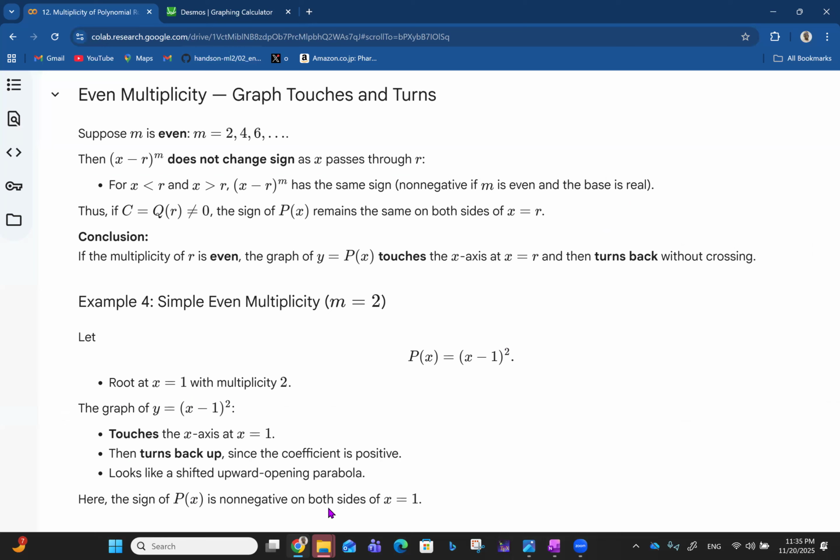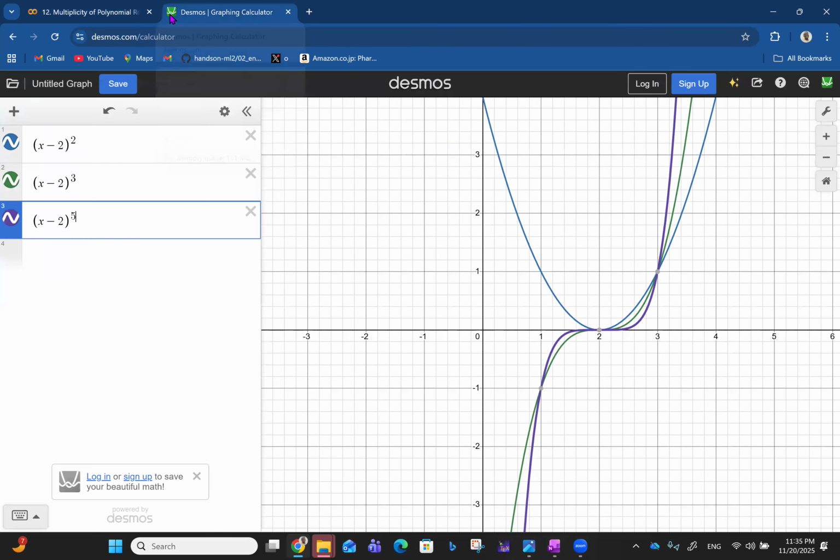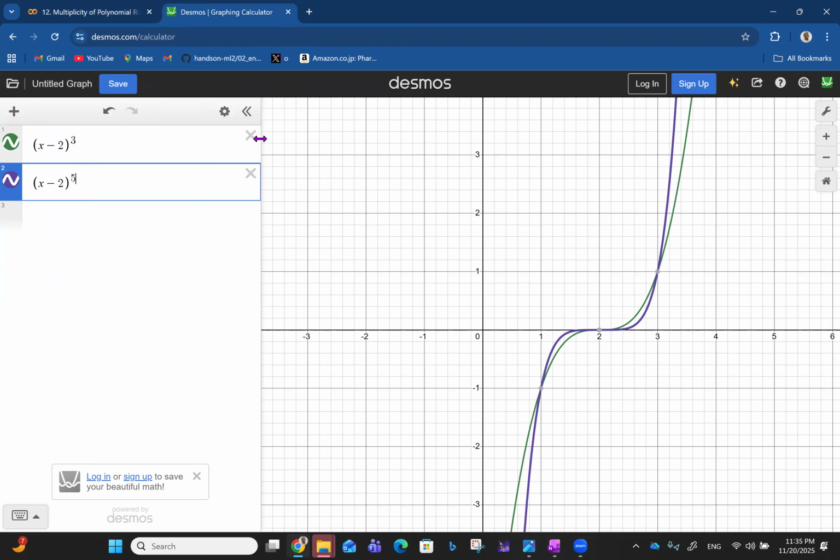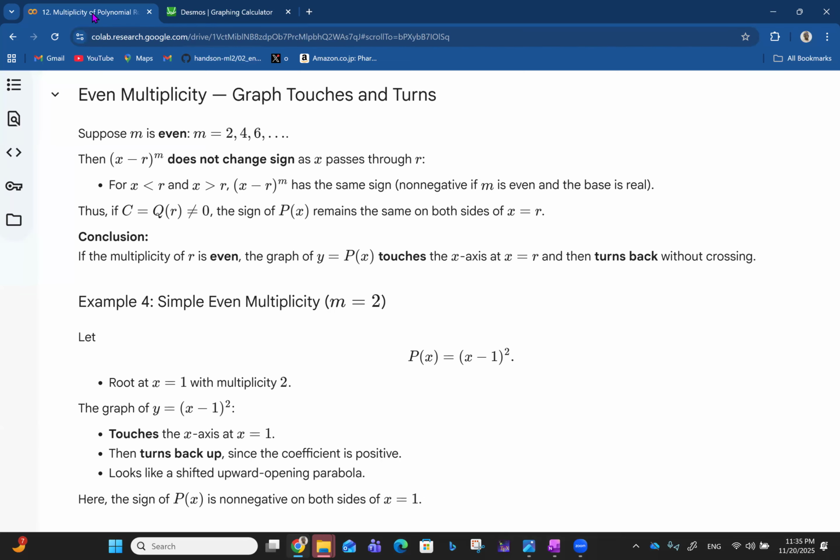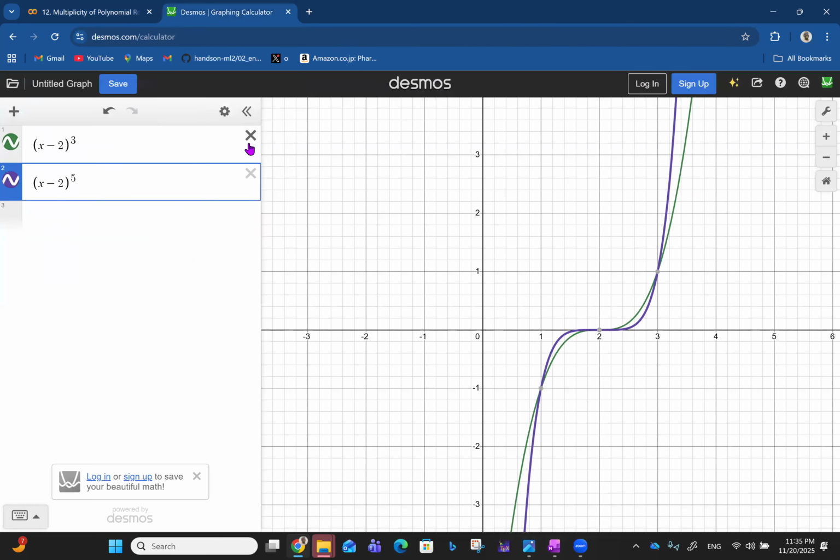Here, the sign of p of x is non-negative on both sides of x equals 1. And it is because the power is even. Even if you throw in a minus there, the evenness makes it positive again. So that's exactly what this one is now. x minus 1 all squared.